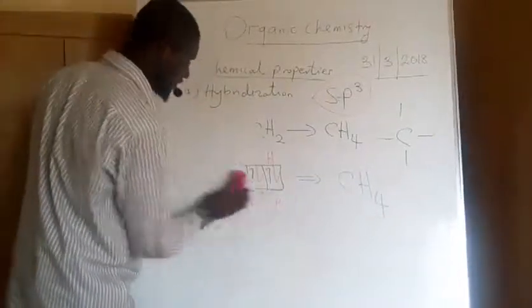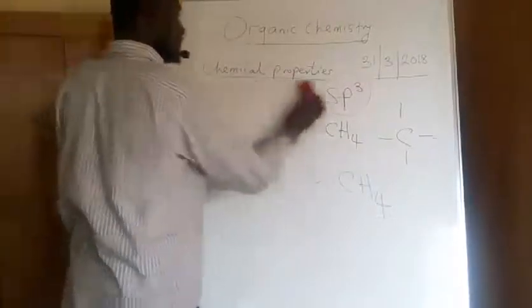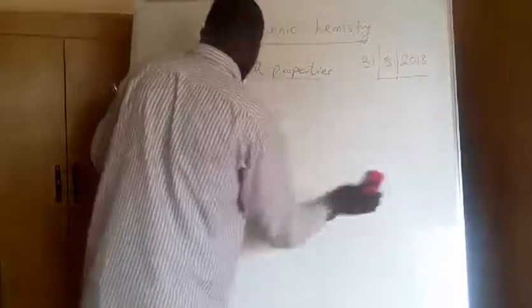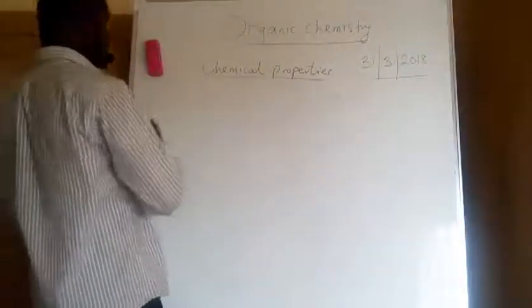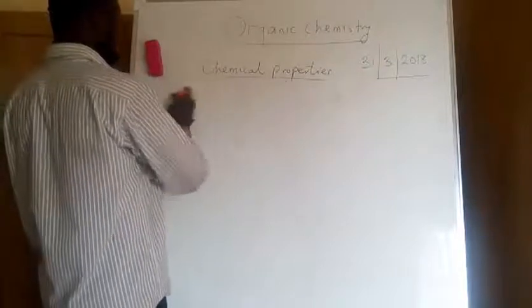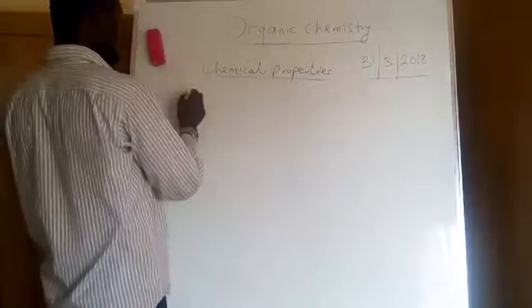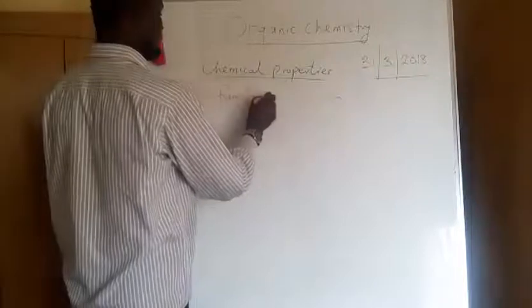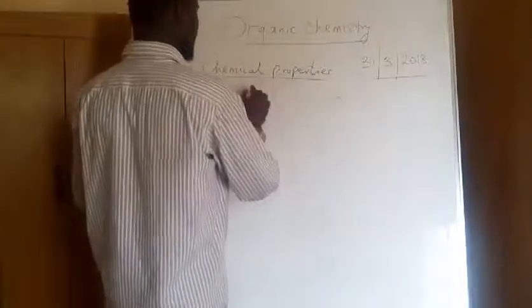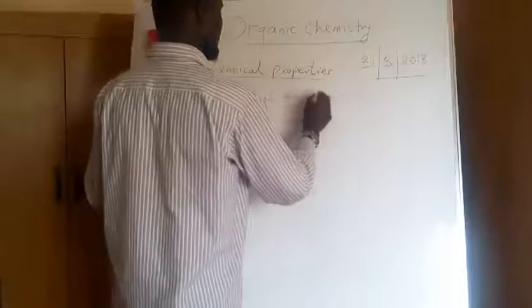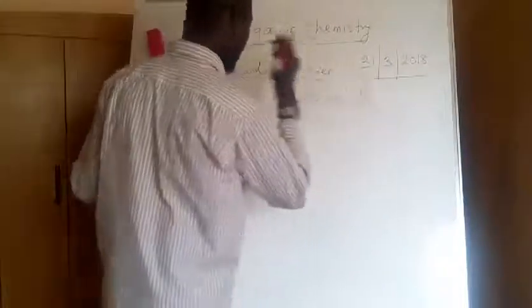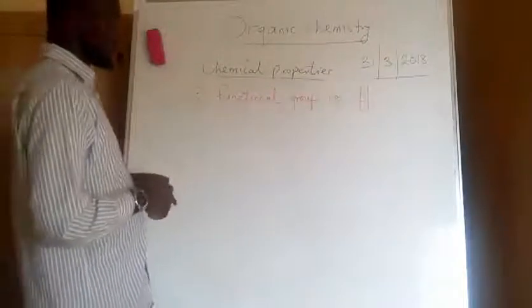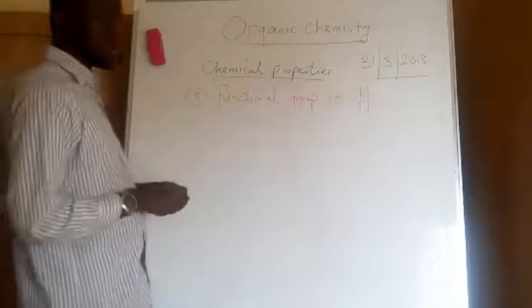So another chemical property of alkane, number 5, is the functional group. The functional group of alkane is hydrogen. Now, every compound has a functional group. Every organic compound has a functional group. So the functional group of alkanes is hydrogen.